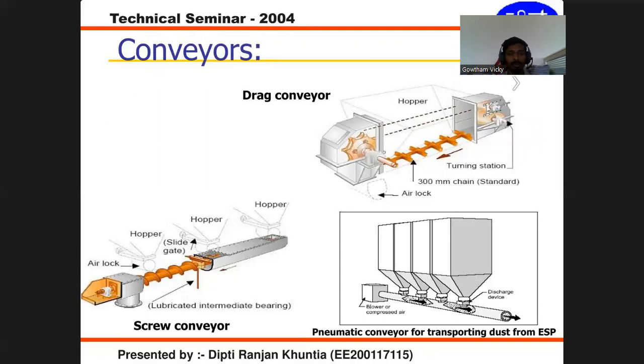So these are the different types of conveyors which should be used for the ESPs. Drag conveyors and then hoppers and then turning stations and then airlocks and hopper systems and then sliding gates and then screw conveyors and then pneumatic conveyors for transportation of dust for electrostatic precipitators. So these turning stations are 300 chain and the standard airlocks can be used, and then lubricant systems should be used for the intermediate bearings. The two systems are used for hopper systems, hopper and slide gates and airlocks.